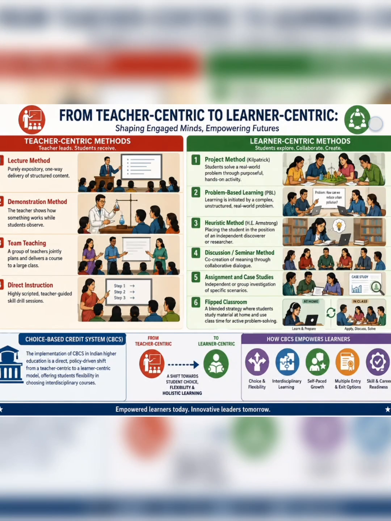Here the paradigm flips. Students explore, collaborate, and actively create knowledge. Look at the six highly effective strategies mapped out here. Number one is project method. Students solve a real-world problem through purposeful hands-on activities, driving their own research and producing a tangible final output. Number two, problem-based learning. Learning is initiated not by a lecture but by a complex, unstructured real world problem. Students must diagnose what they need to know to solve it.